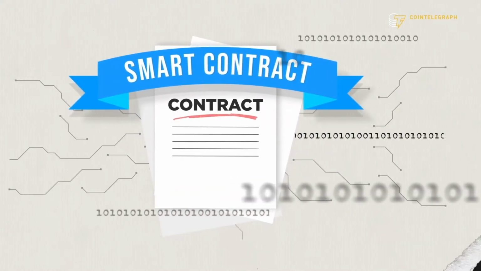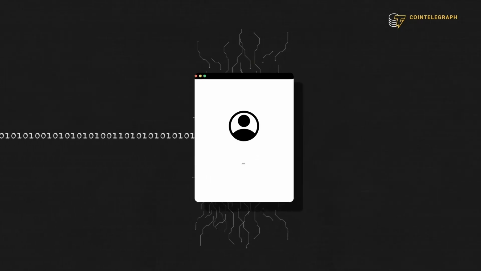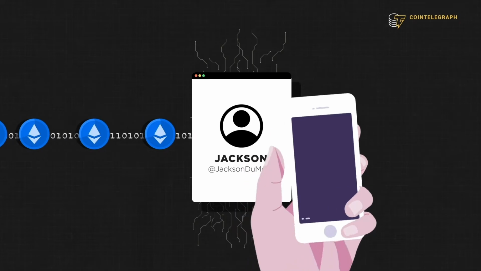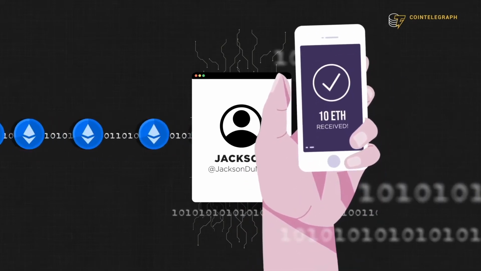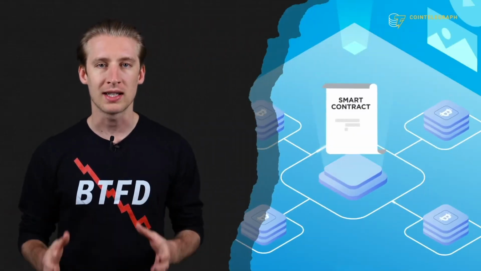Smart contracts are code on a blockchain that execute when specific conditions are met. For example, I send Bitcoin to the contract and the contract automatically sends me Ether. Boom. Simple as that. Of course, that's a very basic example, but what makes smart contracts so innovative is that they are built on blockchain technology.